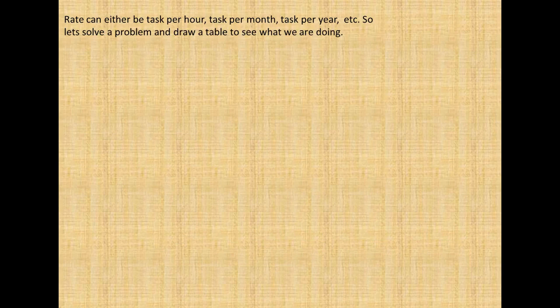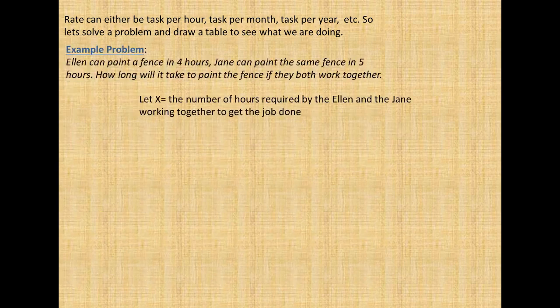Okay, rate can either be task per hour, task per month, or task per year, etc. So let's solve a problem and draw a table to see what we're doing. Example problem. Ellen can paint a fence in 4 hours. Jane can paint the same fence in 5 hours. How long will it take to paint the fence if they both work together? Let's let X equal the number of hours required by Ellen and Jane working together to get the job done.